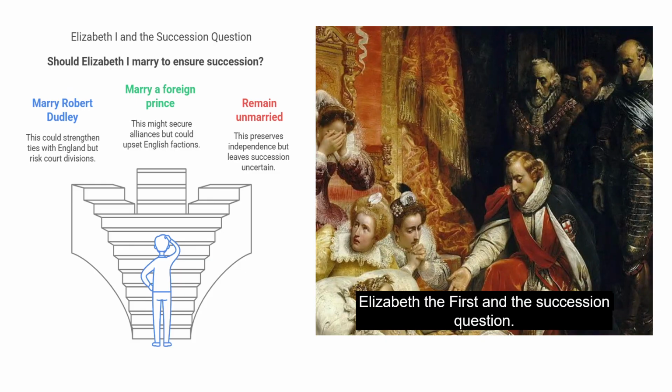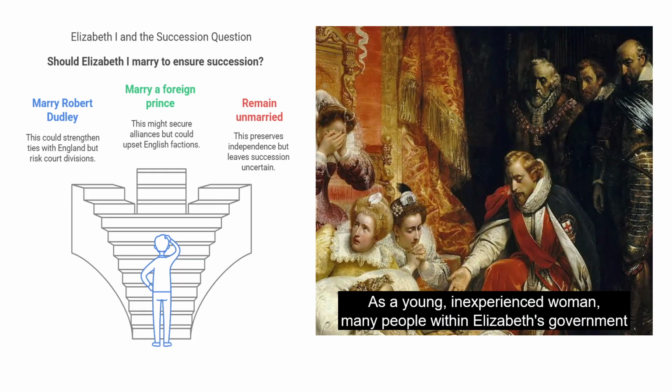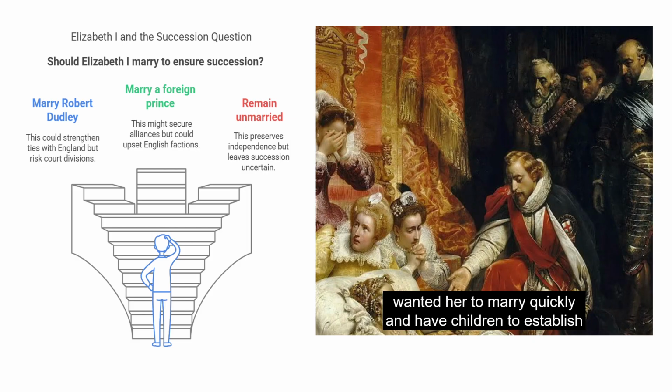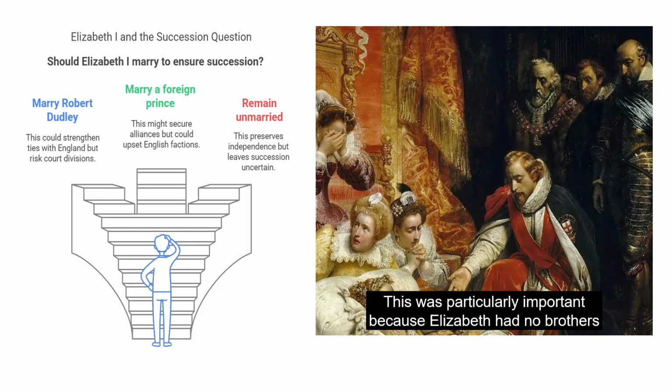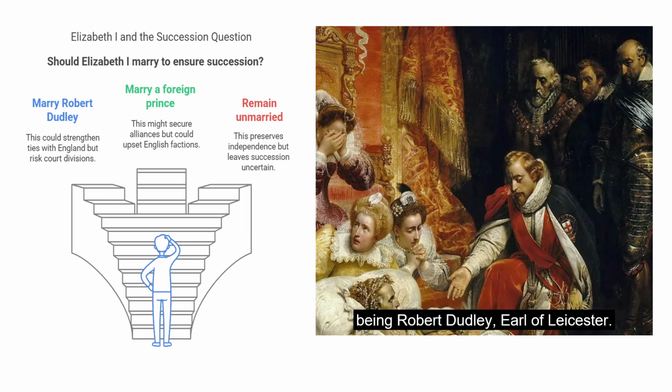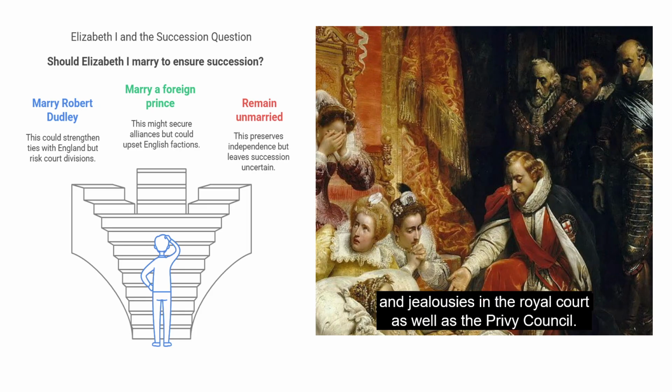Elizabeth I and the succession question. As a young, inexperienced woman, many people within Elizabeth's government wanted her to marry quickly and have children to establish a smooth succession after her death. This was particularly important because Elizabeth had no brothers or sisters to whom she could pass the throne. Elizabeth had lots of potential suitors, with the most important being Robert Dudley, Earl of Leicester. This created divisions and jealousies in the royal court as well as the Privy Council.